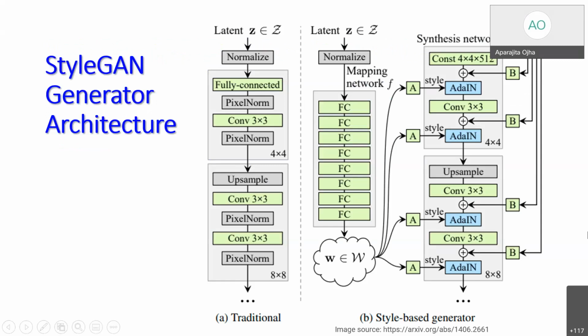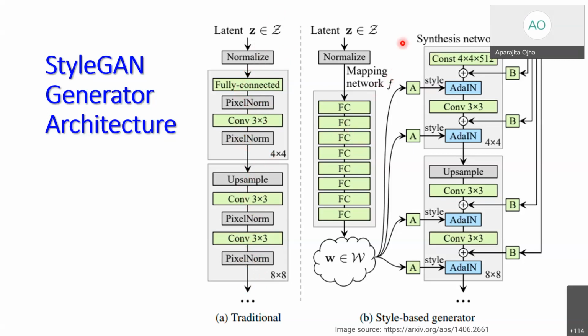If I consider a traditional architecture of the generator, let us take it on the left side. You can see that we introduce a latent variable, right? We normalize this latent variable. Then we apply maybe some fully connected layer, then pixel norm, convolutional layer. So many things, normalization can be done. And then finally, you keep on doing this. It is a single layer architecture. Single layer means there are no parallel layers or anything like that. And so it is a traditional GAN which is used, right?